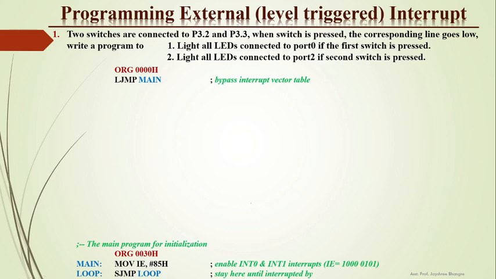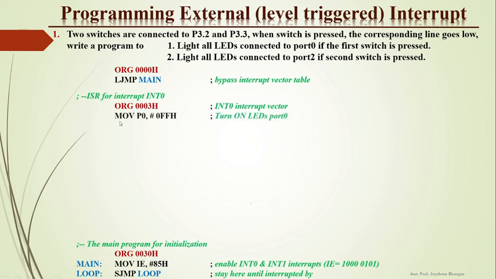What we have to do is just wait for the interrupt. So that's why the instruction is given, SJMP loop. So it will remain over here, that means it is waiting for the interrupt. And when any one switch of these two is pressed, suppose we have considered that the first switch is pressed, so an interrupt is generated. That means a low level triggered interrupt is generated, and it will jump to the vector table where it gets the address of the int0 interrupt, that is 0003H, where we have to light all the LEDs connected to port 0.